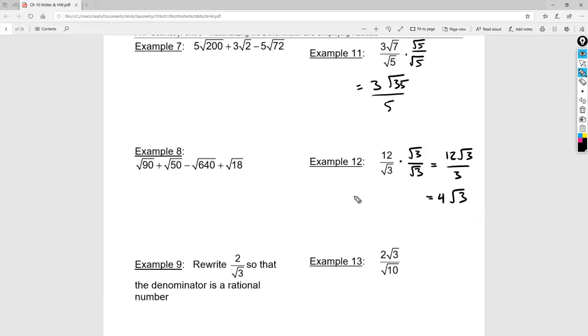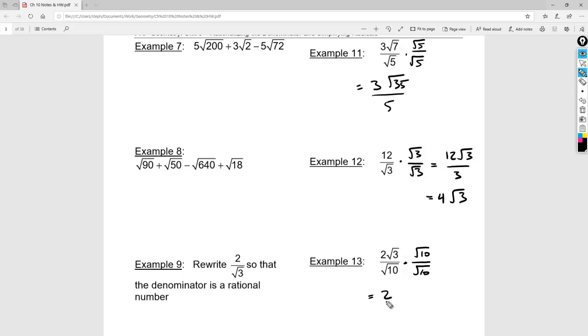Alright, and moving on to 13. So 13 and 11 are similar. So I'm going to multiply by the denominator. So square root of 10 over square root of 10. Okay, on top, I'm going to end up with 2 times the square root of 3 times the square root of 10. Remember, you can combine these. Anything outside the square roots you combine. Anything inside the square roots you combine.